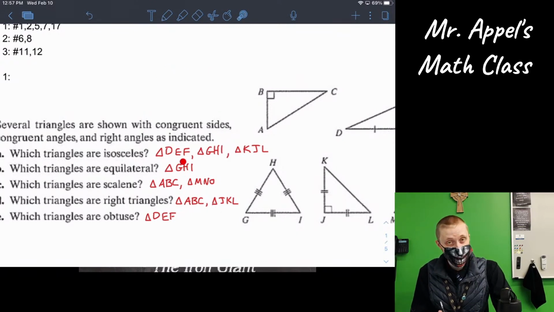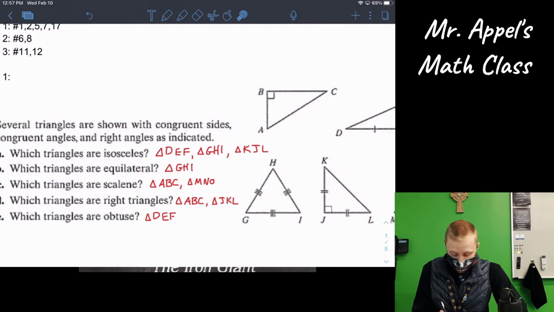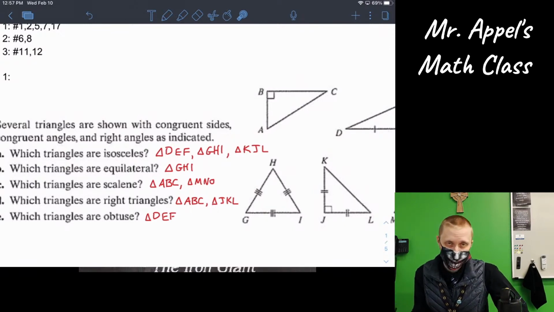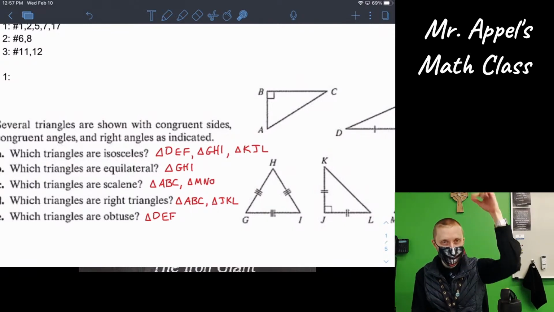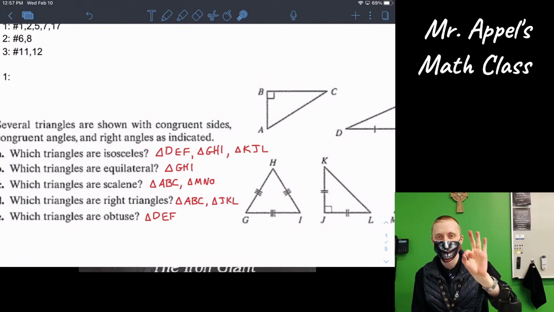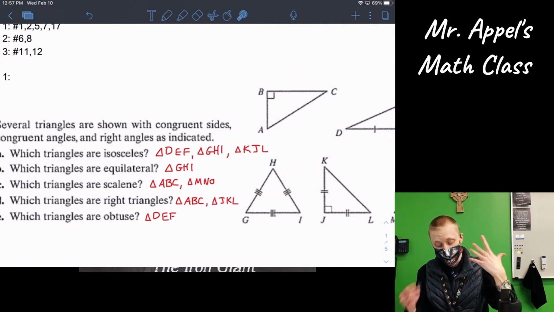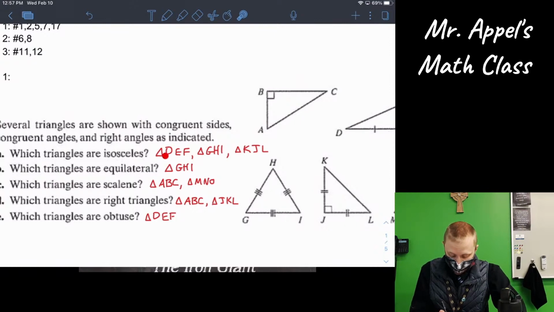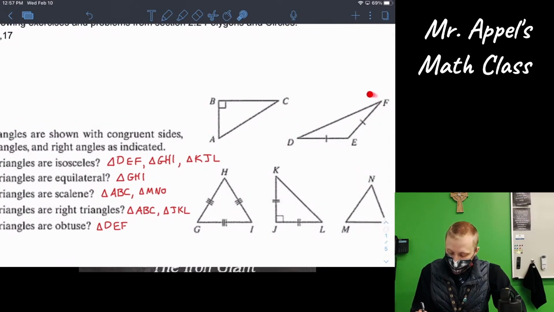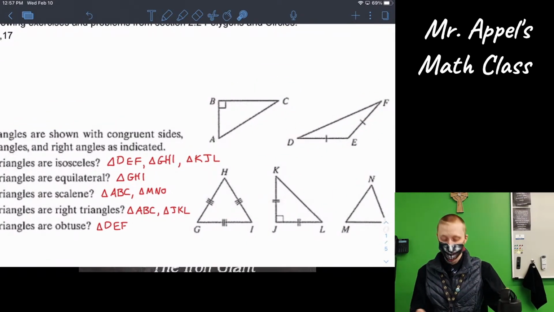However, within the triangle, as long as you have those 3 letters, the order does not matter. For an angle, it does. You need to make sure the middle letter is the vertex of your angle. But for a triangle, the order does not matter. I can have triangle DEF, FED, FDE. I don't care, right? We can go this way, we can go that way. Any order does not matter.